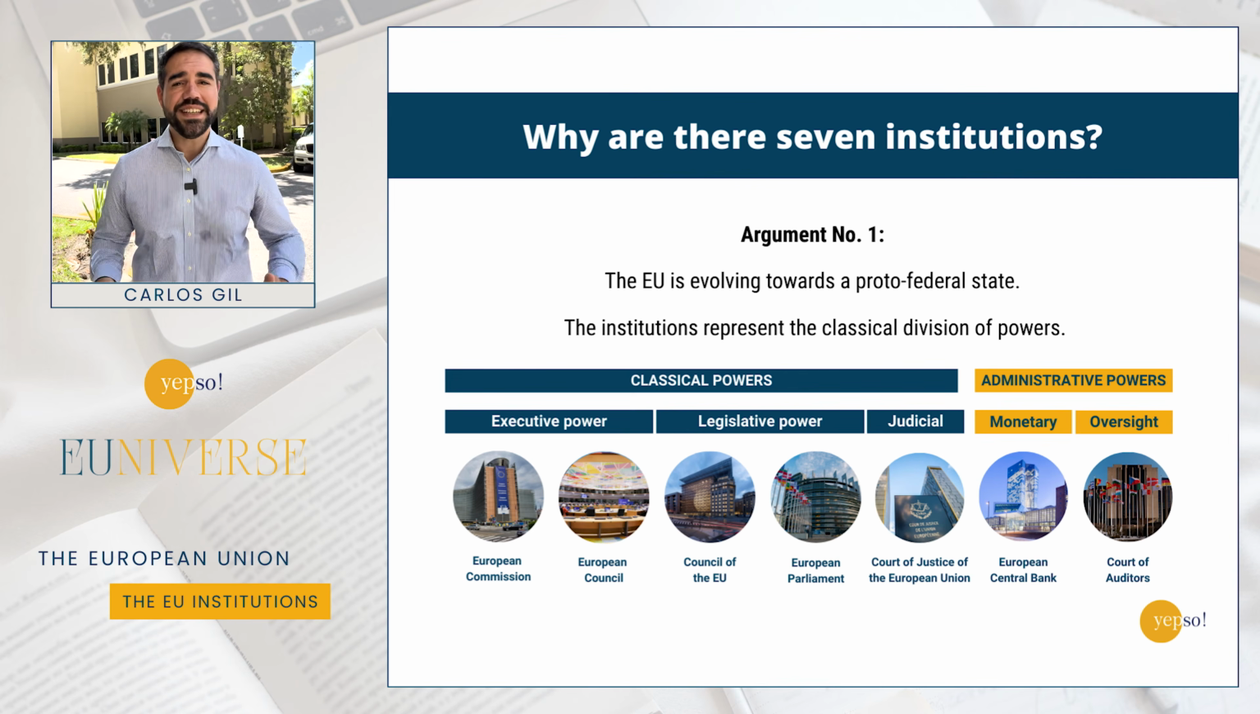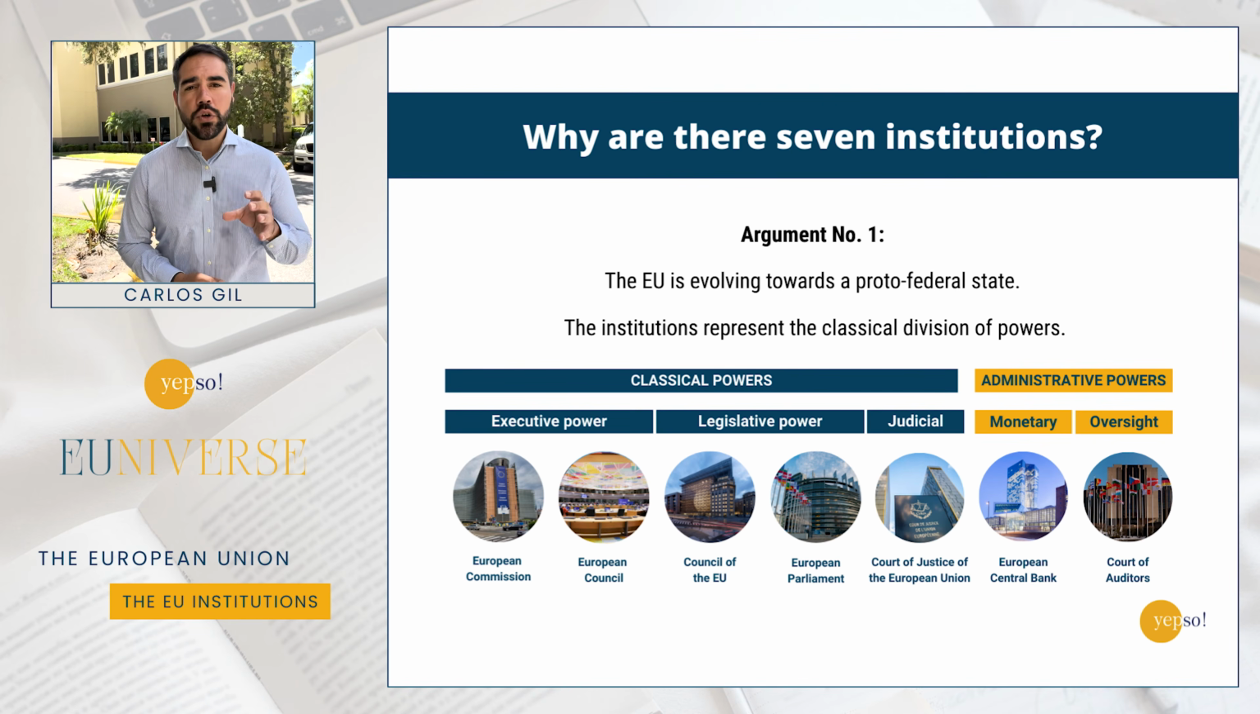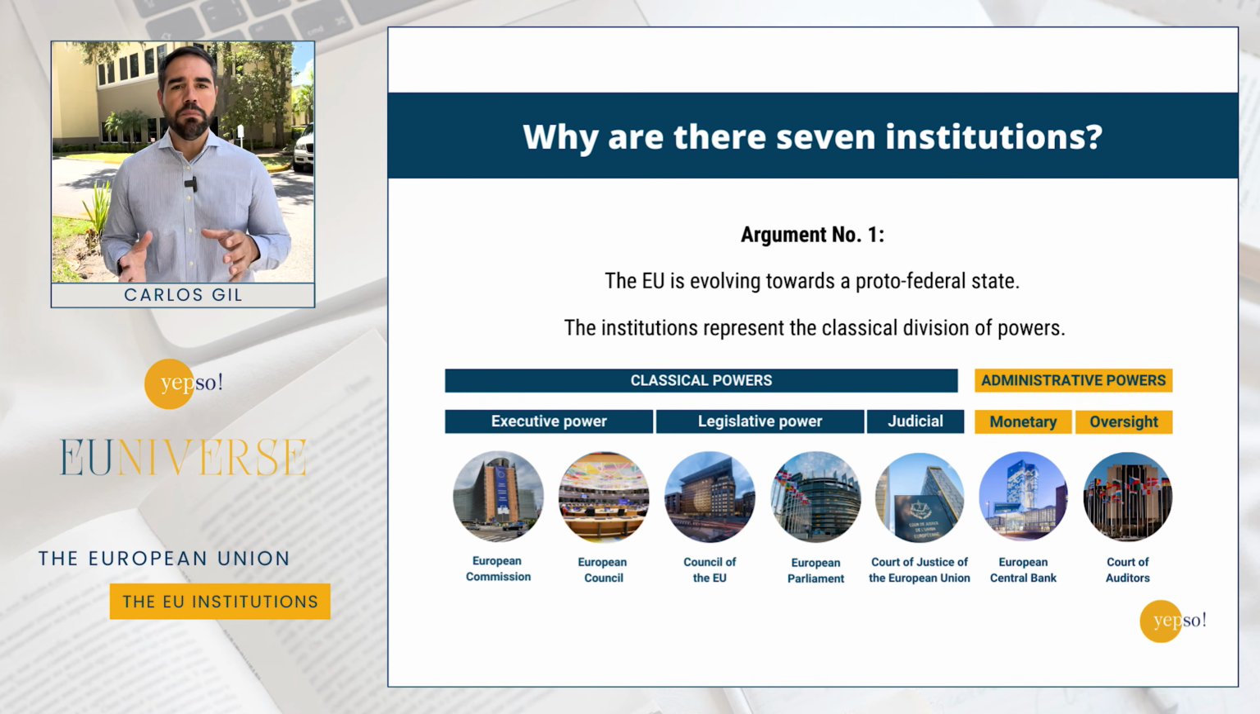So, as you can see, the EU's institutional architecture, in a way, mirrors that of a functional constitutional state. Is it slightly different? Yes, and I will explain why in a moment. But it closely emulates the legal-political structure of a member state. This is the first argument I wanted to share with you.